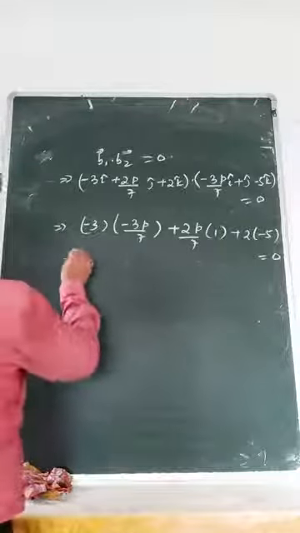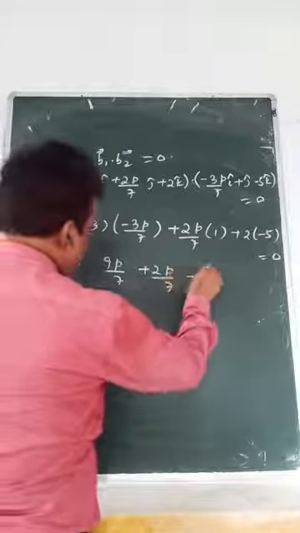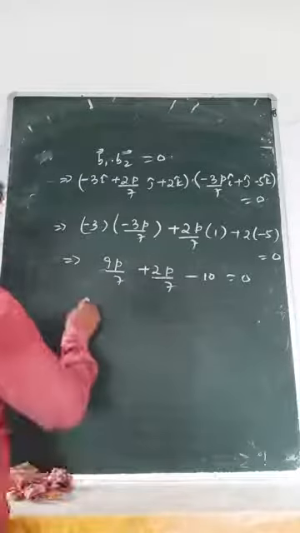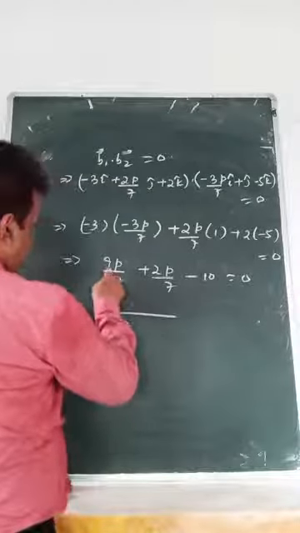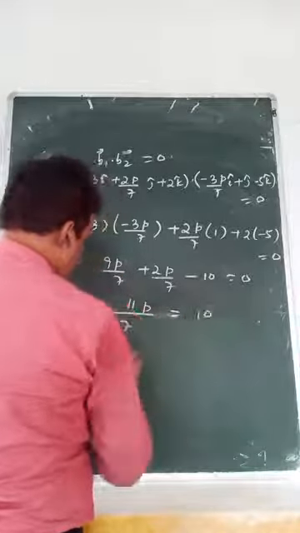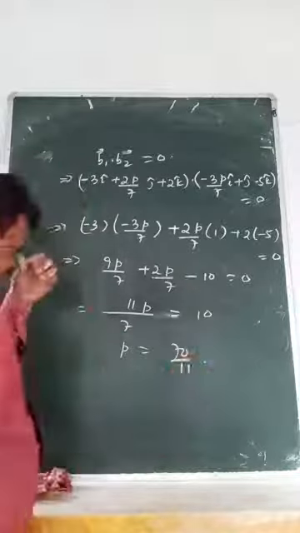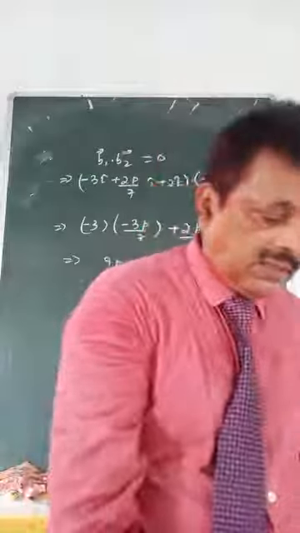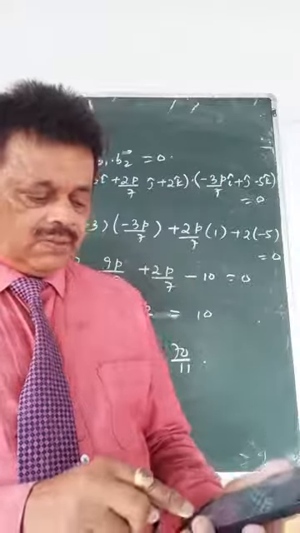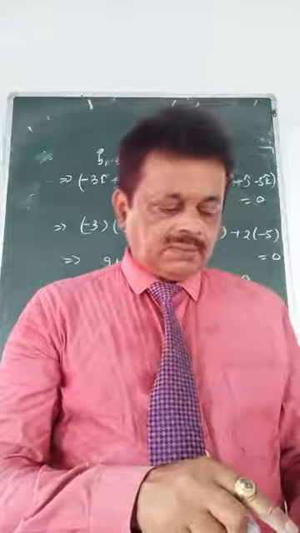So you got 9p/7 + 2p/7 − 10 = 0. This thing you can simplify. Multiplying by 7, 9p + 2p is 11p, which equals 70. So p will be 70 divided by 11. Okay. So the main thing is you should know how to find the parallel vectors. So question number 13 is where they are perpendicular to each other. So you will try to solve it out.